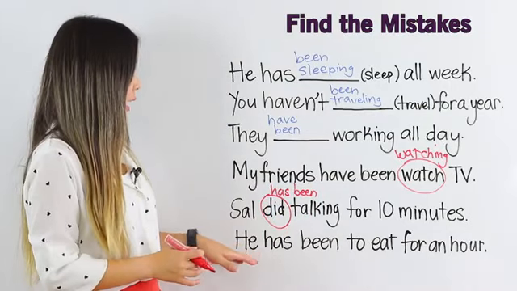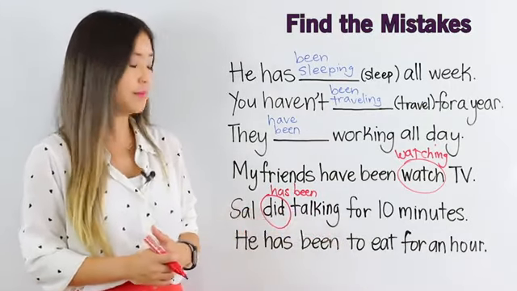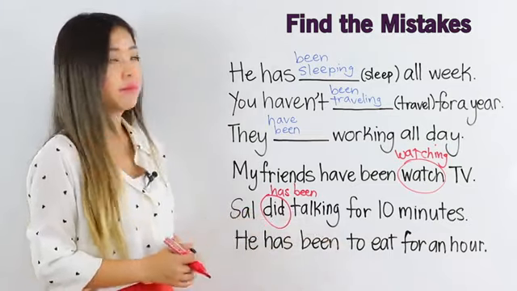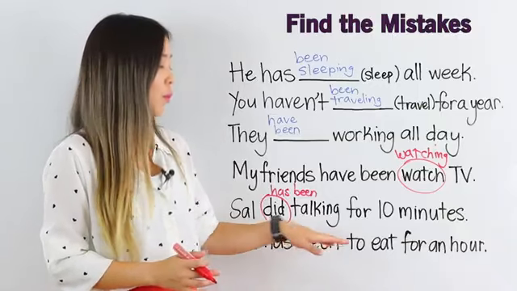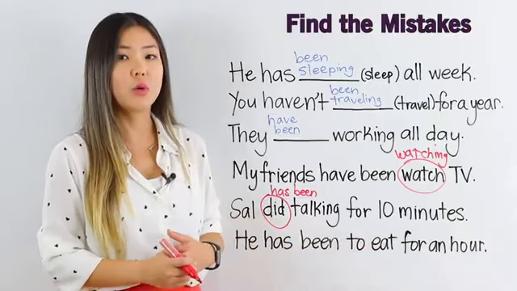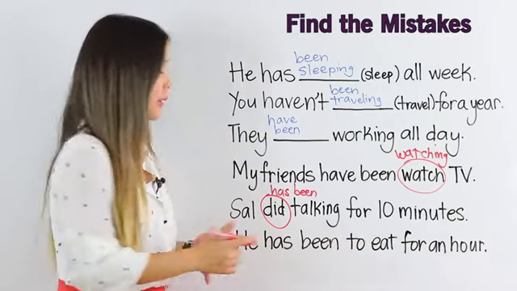And finally, he has been to eat for an hour. He has been. That's correct. However, in this sentence, the base form of the verb eat was used. Instead, remember we need ing.